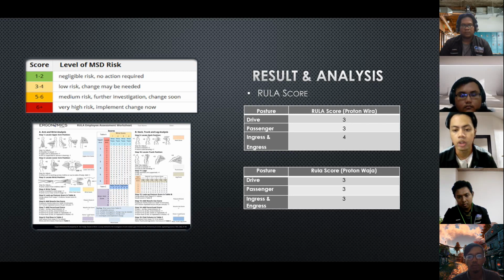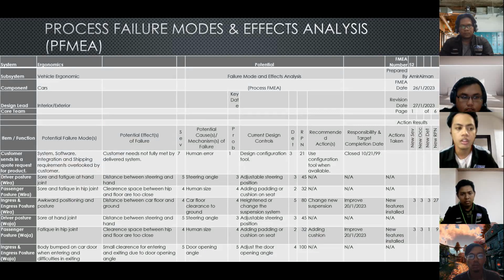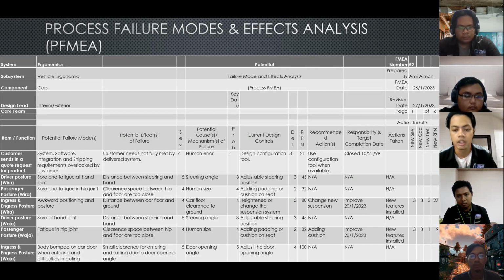Alright, for the Proton Wajah, the driver position posture is 3, the passenger posture is 3, and the ingress and egress posture is 3. Okay, next. Alright, so next for the PFMEA analysis. As we can see here, the PFMEA analysis value can be looked at on the RPN.